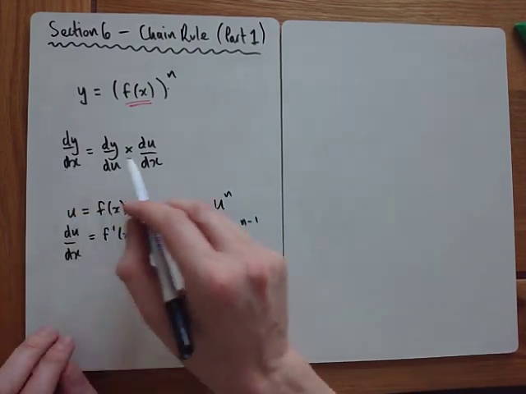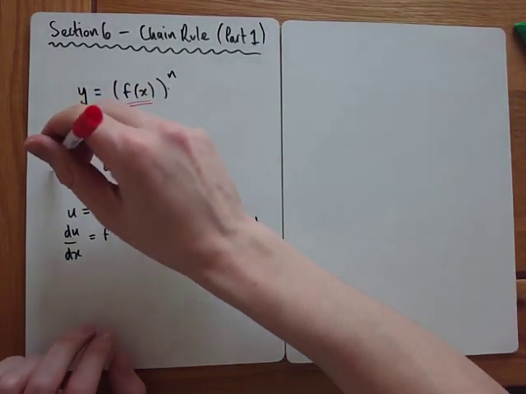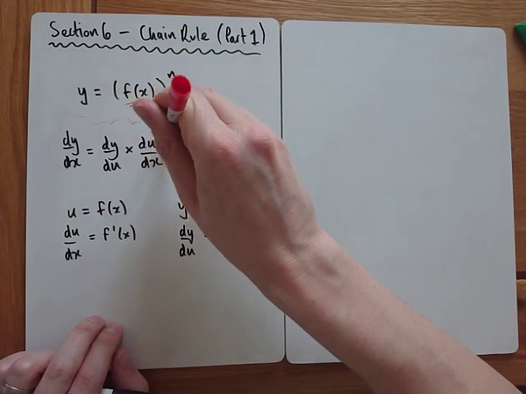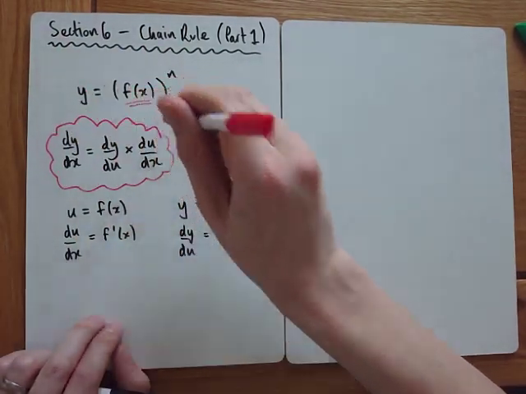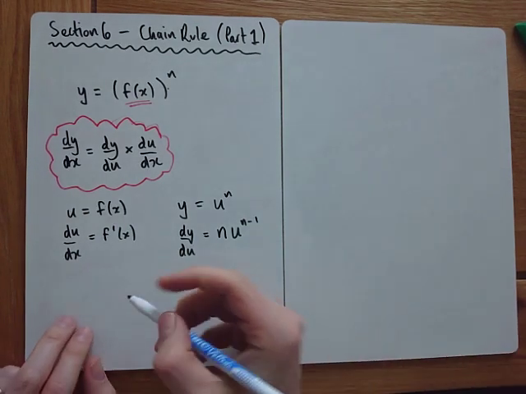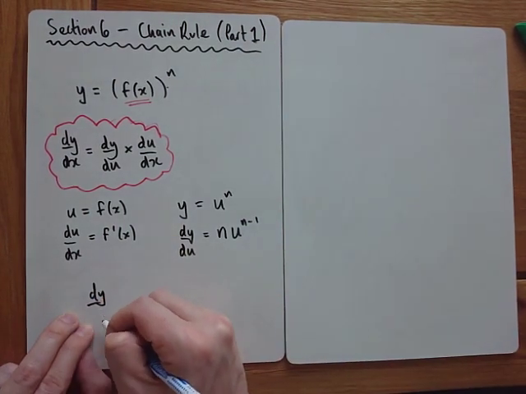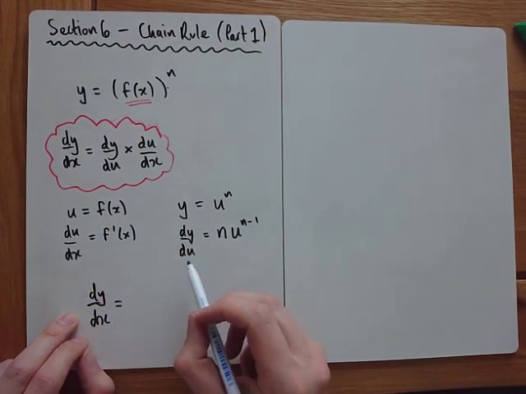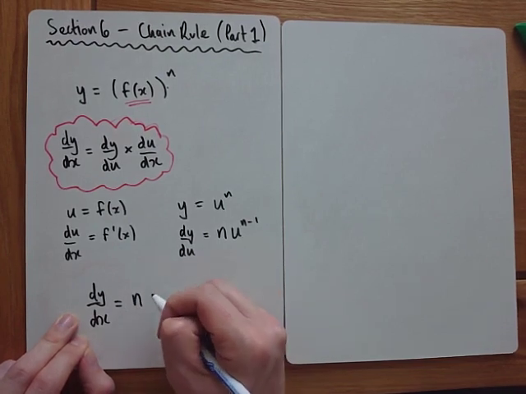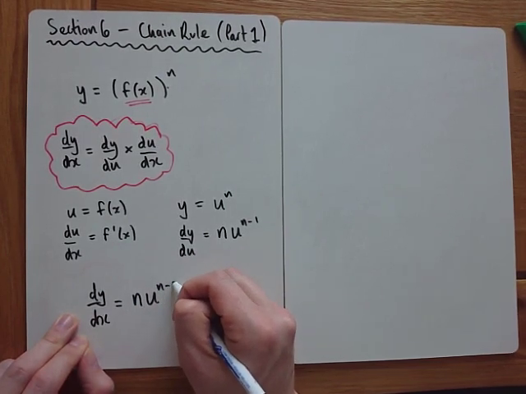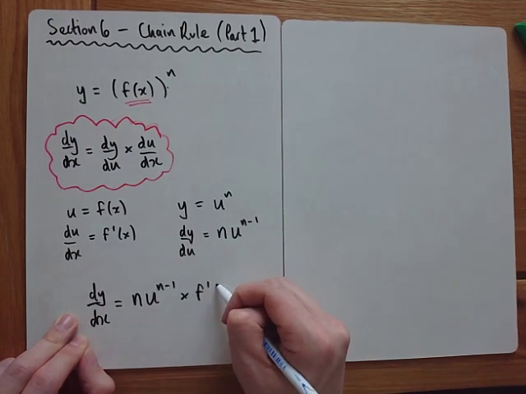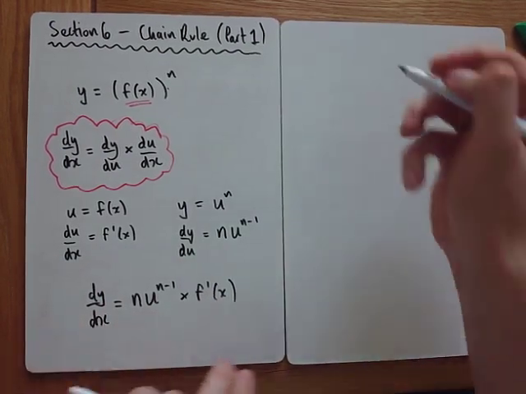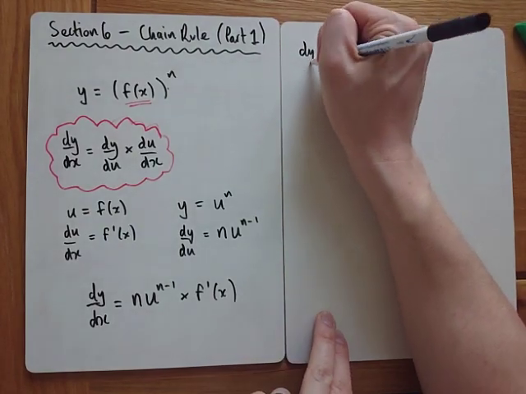Okay, so applying our chain rule, dy by dx would equal dy by du multiplied by du by dx. So dy by dx would be dy by du, which is n u to the n minus 1, times by du by dx, which is f dash of x.